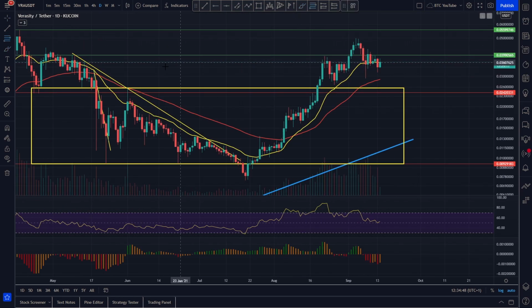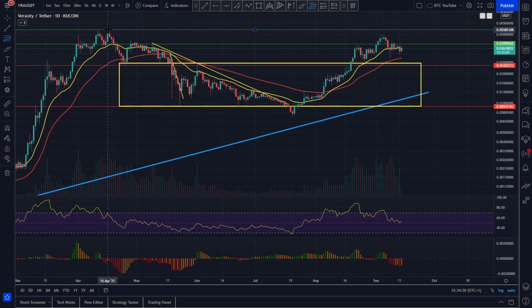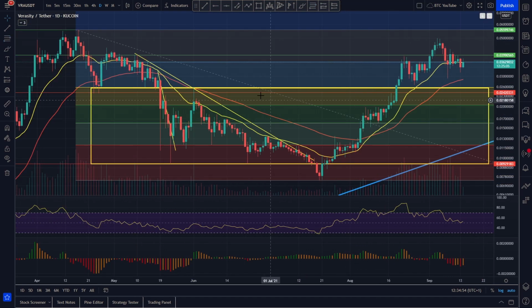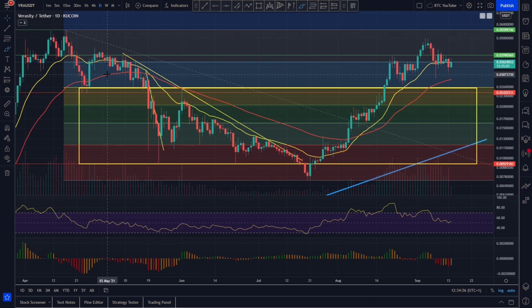Also, if we throw on our fib retracement tool, you can see pretty much exactly what's been going on here. Just drag this from high to low. You can see all the key levels have been absolutely respected like an absolute beast, really, haven't they? You can see we come down. We come down to the 618 here. We come all the way down.